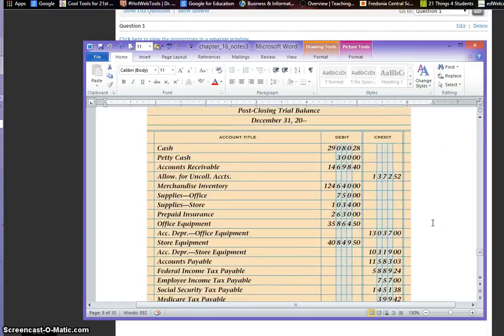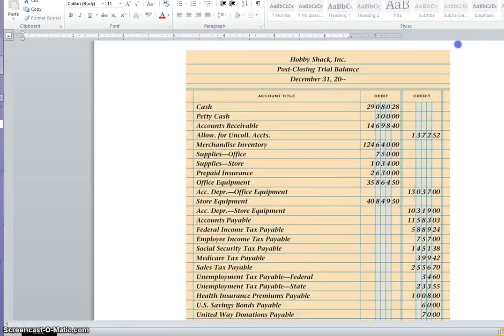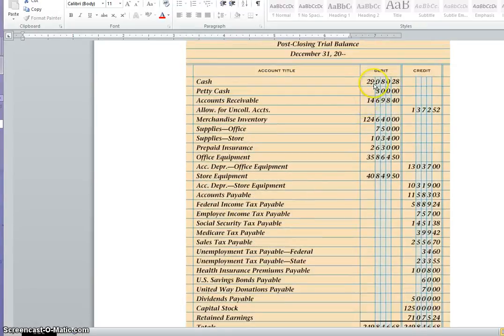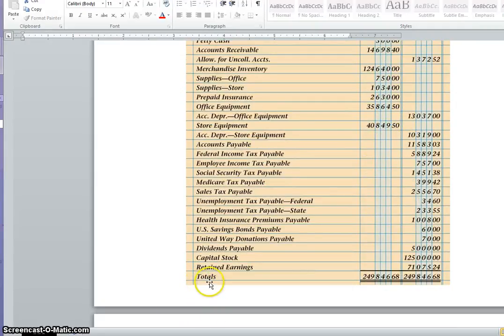This is what the post-closing trial balance will look like once completed. We will have the title of our company, post-closing trial balance, title of our sheet here, end of the year, the date, December 31st, and we're going to list all of our assets, liabilities, and owner's equity, and we're going to put the balance in the proper debit or credit section. And when we're done, we're going to have a totals section, and these two debits and credit columns should equal.